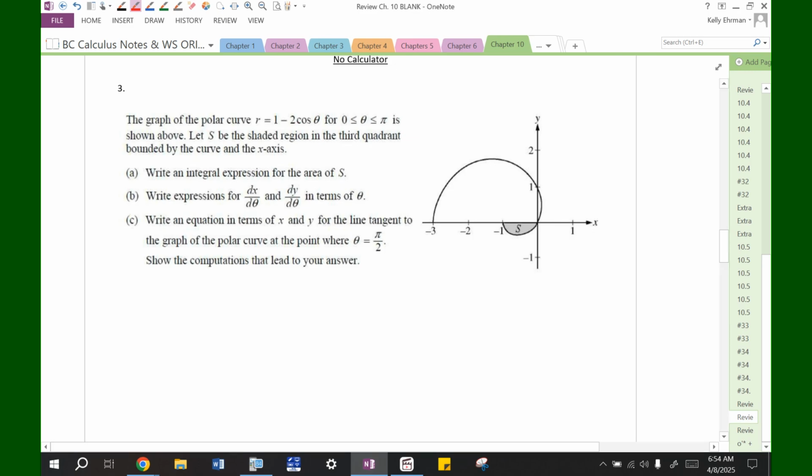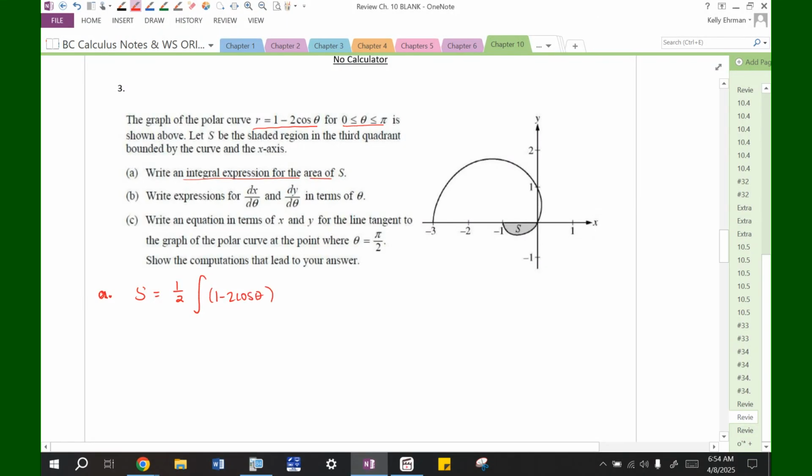Okay, the graph of the polar curve, this, from 0 to pi, is shown above. Let S be the shaded region in the third quadrant, bounded by the curve and the x-axis. Write an integral expression for the area of S. So it just says write the expression. We don't have to solve it. So S is 1/2 times the integral from something to something of, it's just r squared. There's no second curve. So I just need to figure out the bounds.